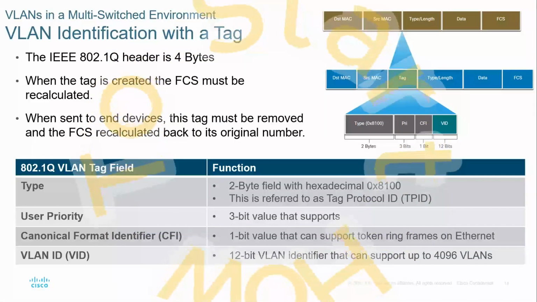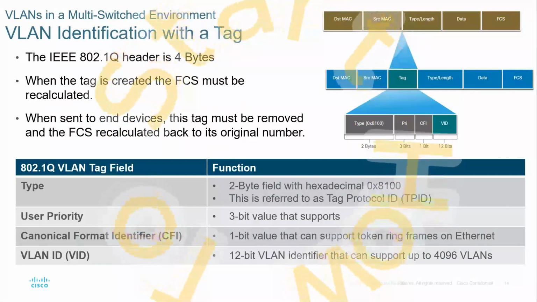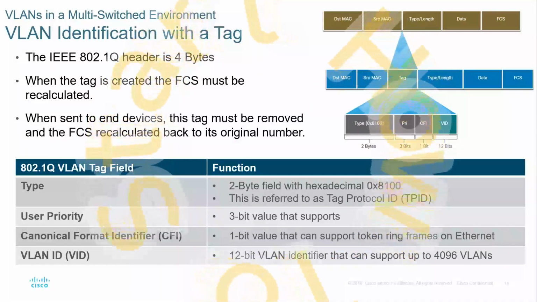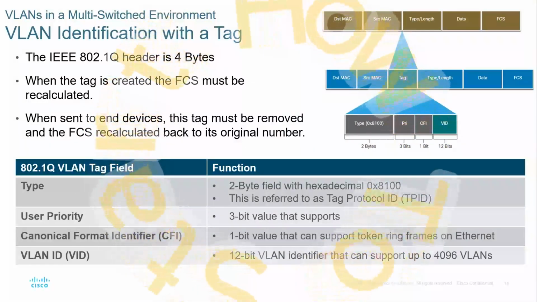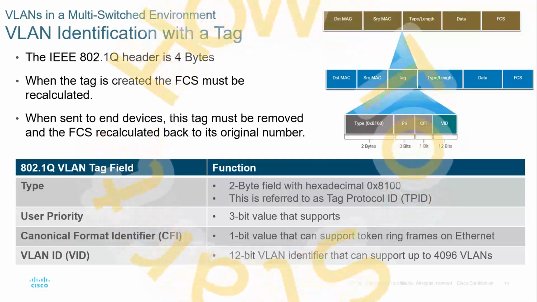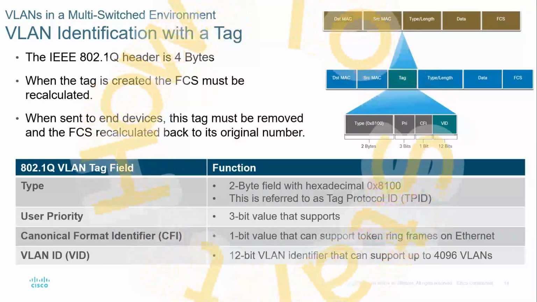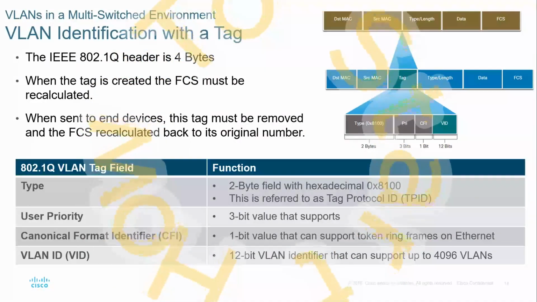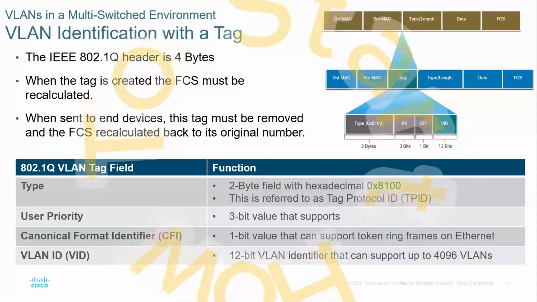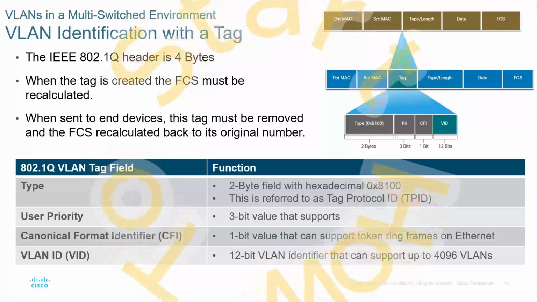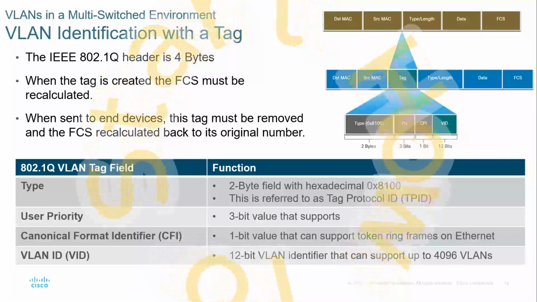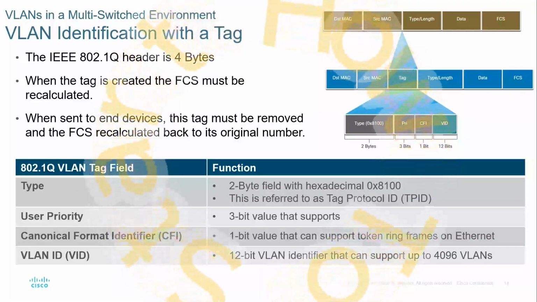When the tag is created, the frame must be recalculated, and then it's sent to the end devices. The tag must be removed and then recalculated again, and then checked. The FCS is a frame check sequence number used to verify that the frame is not corrupted or damaged in any way.